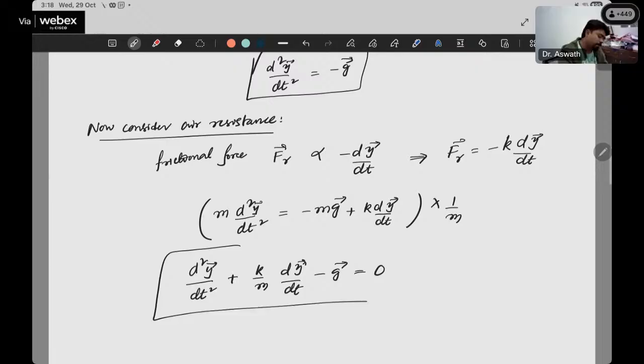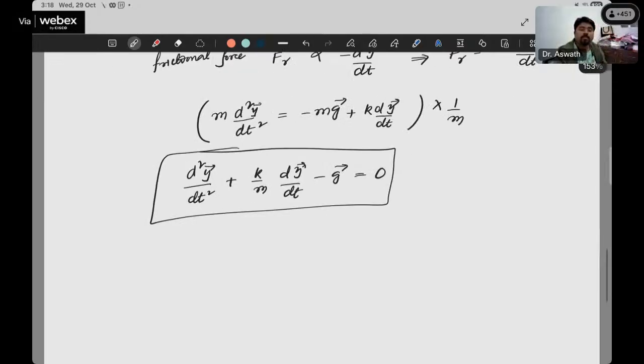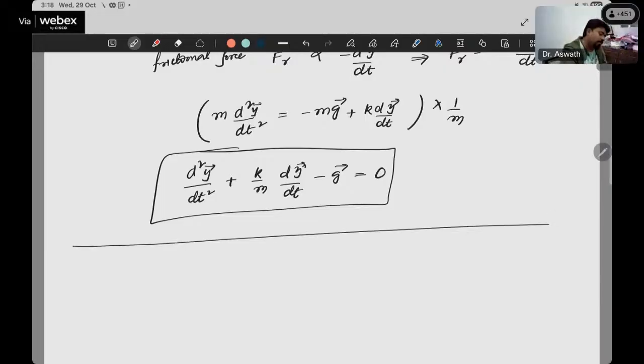Now you see, I have at least a first order derivative inside the equation and a second order derivative inside the equation. Probably I may not have a y function in it, but at least I have a first order derivative in the equation. Okay, fine. So this is a real world scenario.